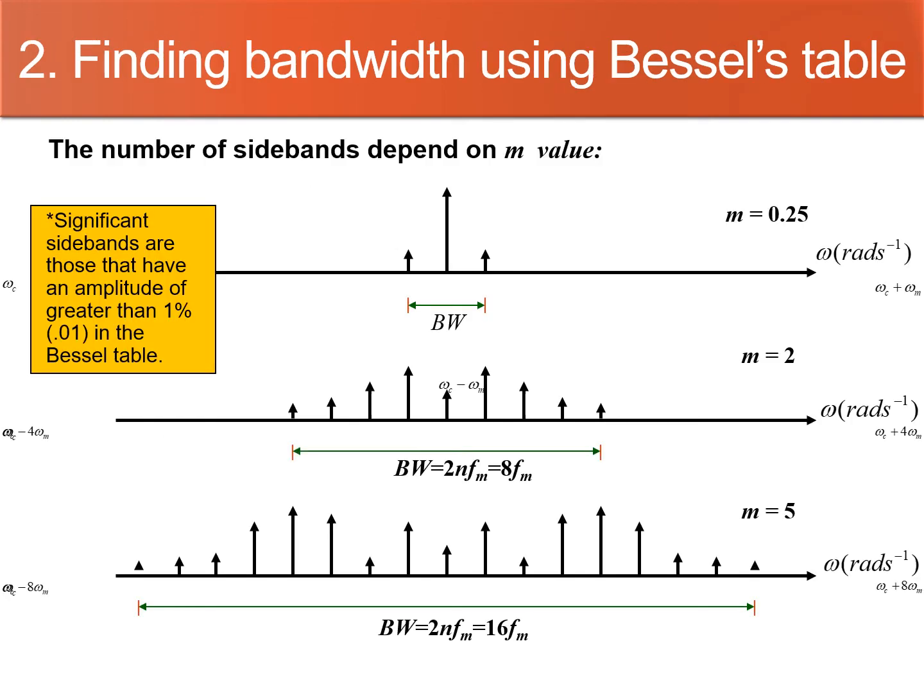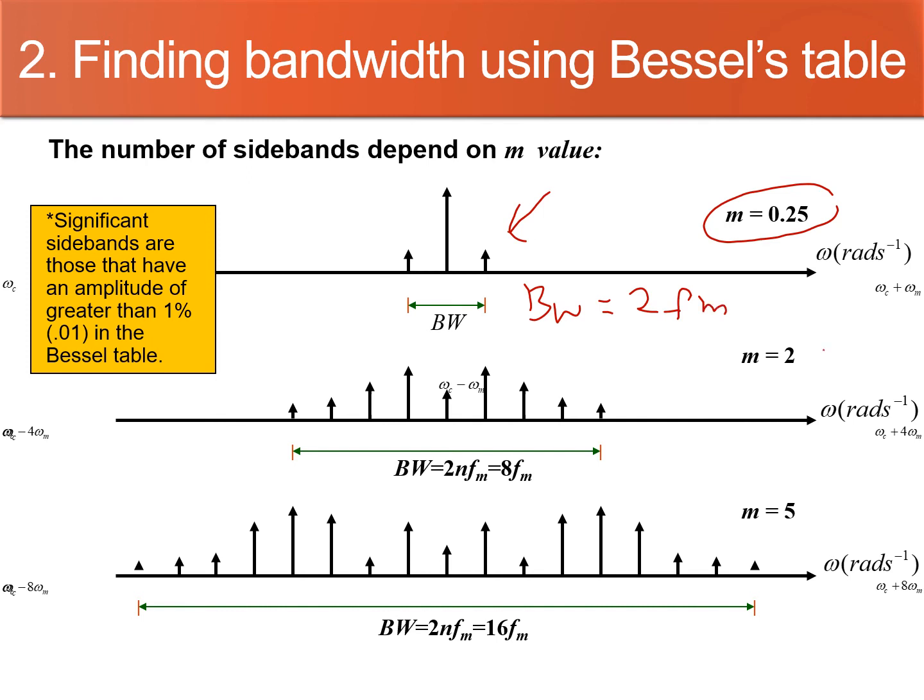So let's try this example. M equals 0.25. By referring to the Bessel table, it is given that for M equals 0.25, it has only one sideband. So now the bandwidth is equal to 2 FM.